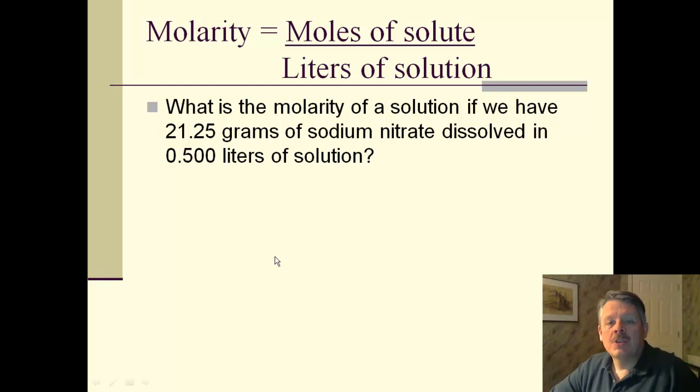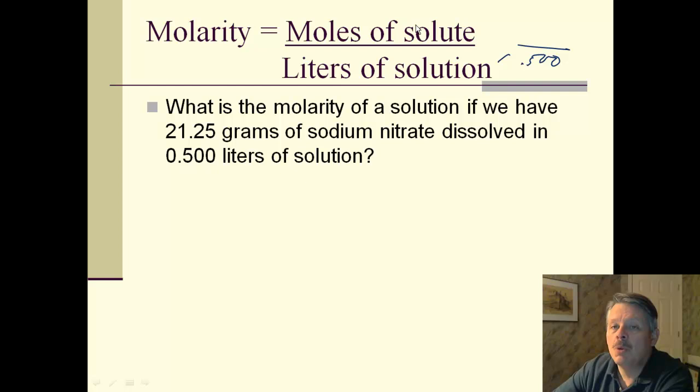Alright, now this is the first time we're talking about grams. Now you can't just divide this because now we have grams of sodium nitrate. So we have to get moles and liters, right? Now we look at the 0.500 liters, so this part up here is going to be 0.500. The question is, what's our moles? That's what we have to figure out. And we're given grams. So we have 21.25 grams of sodium nitrate. So you have to be able to figure out that sodium nitrate is NaNO3.